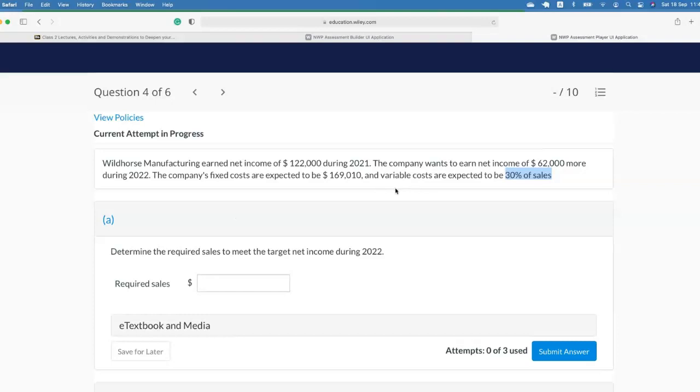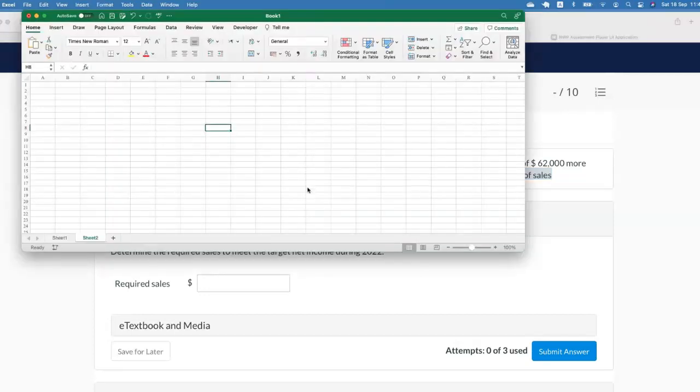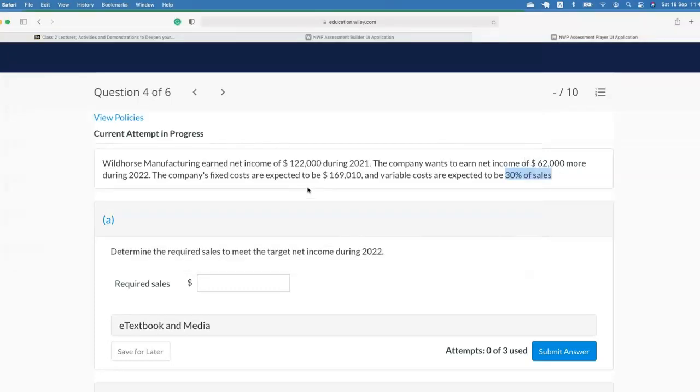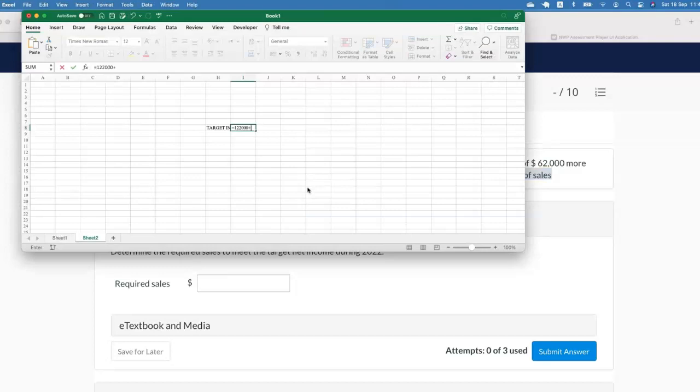Here it's 70%, the complement always. What's the required sale? Now you have the contribution margin ratio. You simply need the fixed cost and the target net income, which is going to be 122,000 plus 62,000.